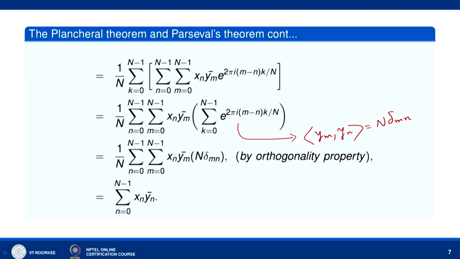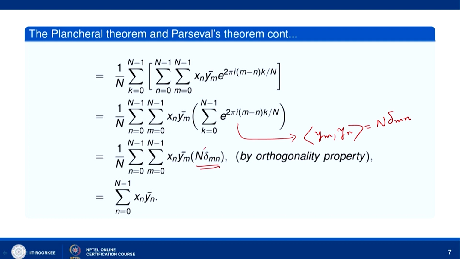Okay. So, we get 1 over n sigma n equal to 0 to n minus 1, m equal to 0 to n minus 1, x n by m bar and delta mn. Okay. So, delta mn is Kronecker delta, it will be equal to 1 when m is equal to n, otherwise it will be 0. So, all those values of m, okay, which are equal to n, they give the value of delta mn as 1, okay, otherwise it is 0.